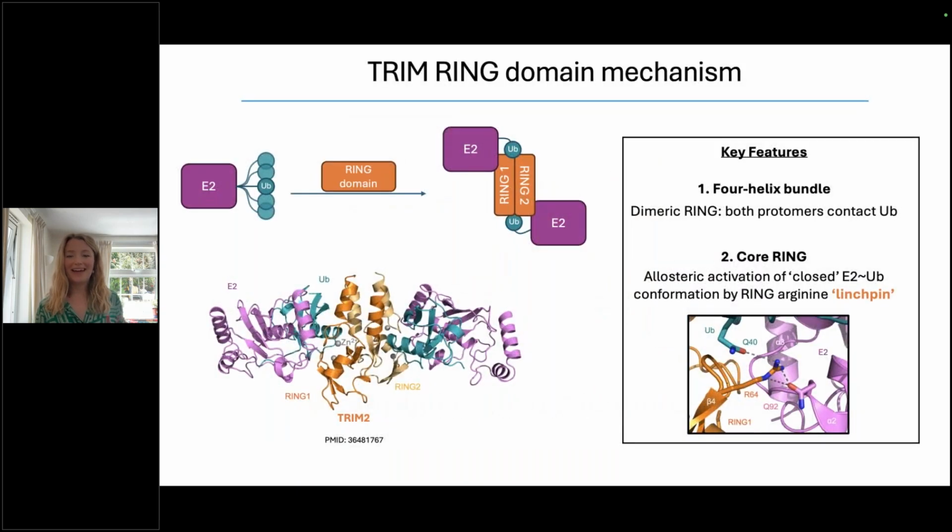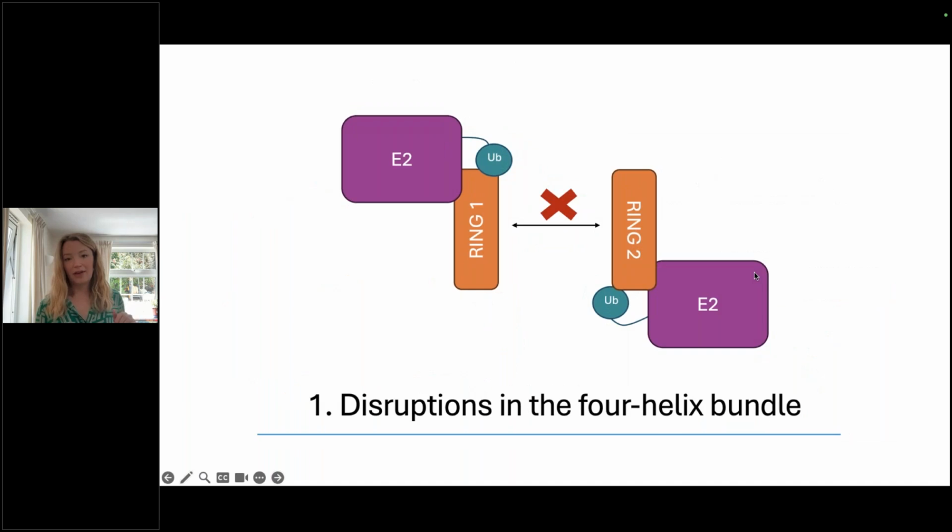And so our inactive TRIMs come in two different flavors. Those that have disruptions in the 4-helix bundle, and so are monomeric rather than dimeric, and those that have mutations in the core of the RING domain, meaning that they're unable to properly contact the E2-ubiquitin. So I'm going to talk about the ones that have disruptions in the 4-helix bundle first, and so therefore are monomeric.